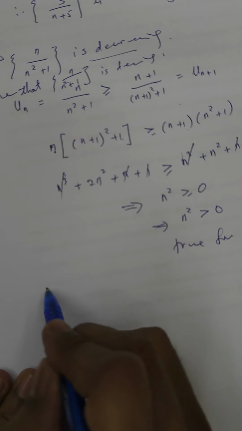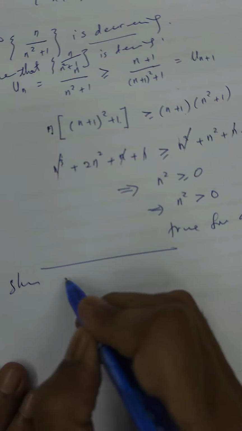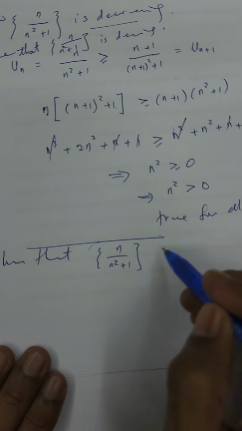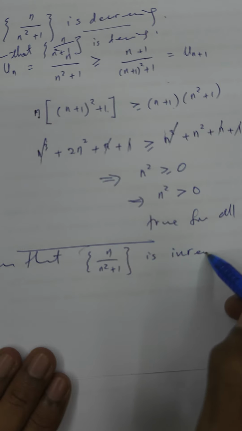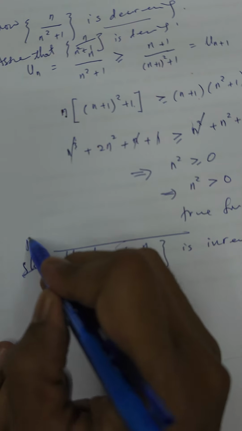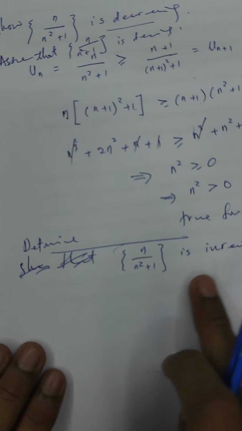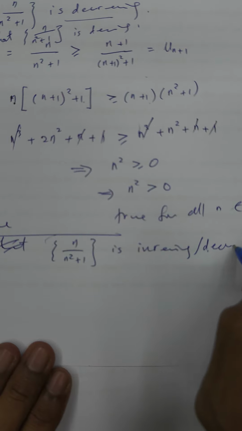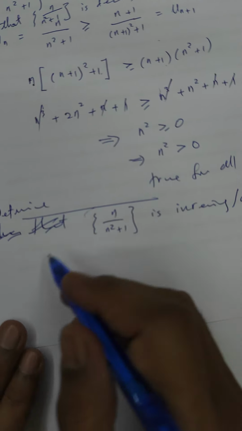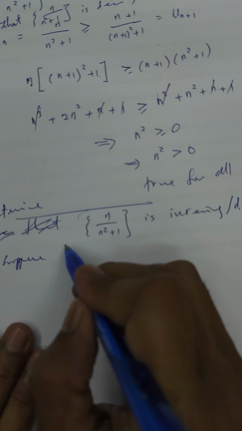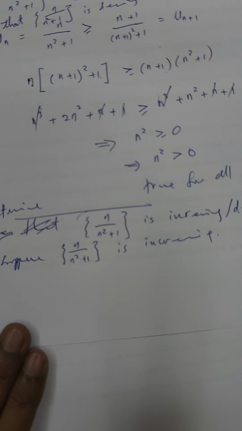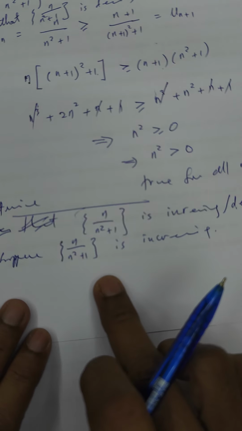For example, in the very same question here, we want to show that n over n squared plus 1 is increasing, or rather, determine whether the sequence is increasing or decreasing. Suppose that the sequence is increasing, which means we need u_n less than u_(n plus 1).